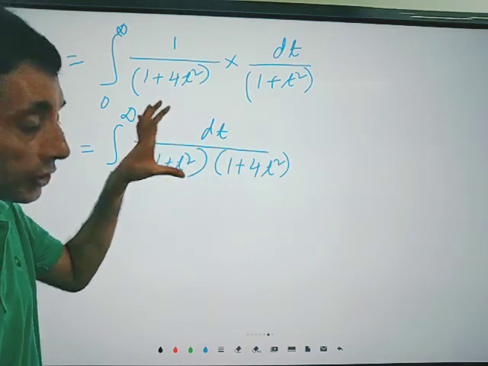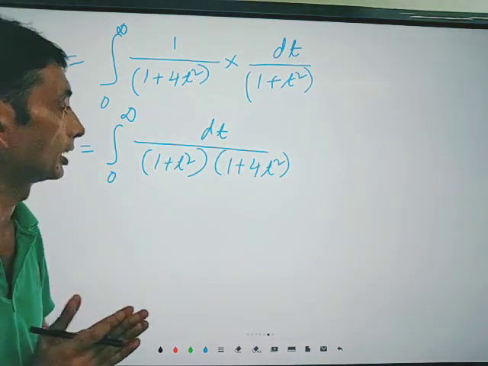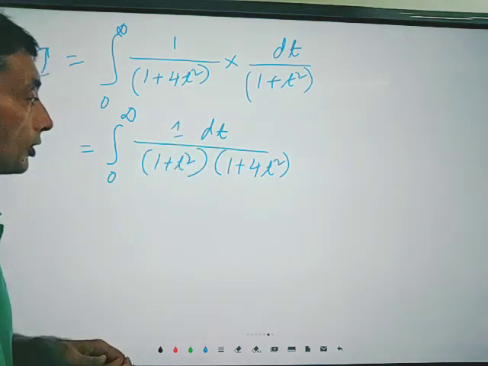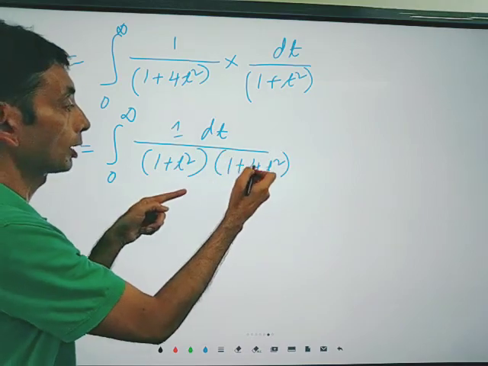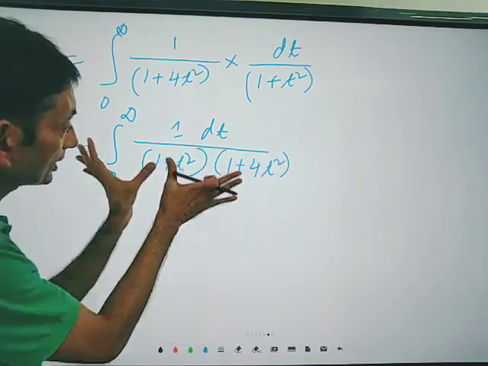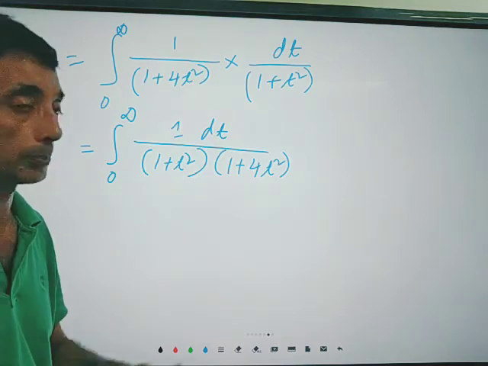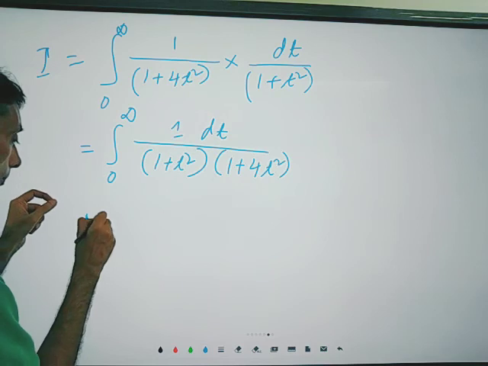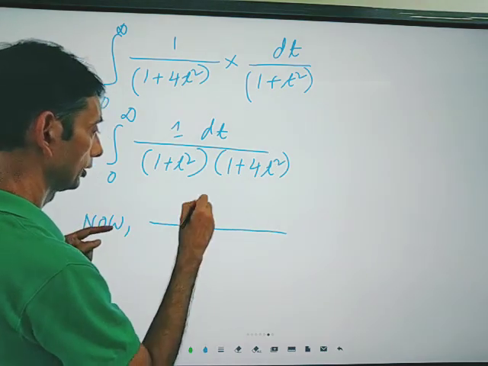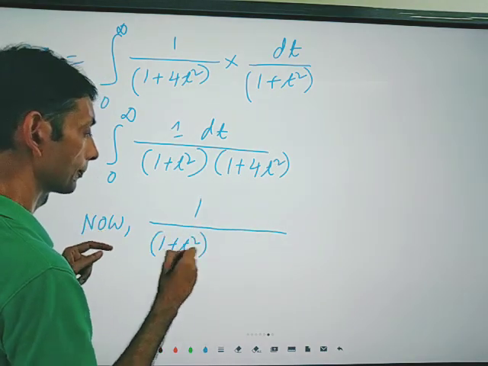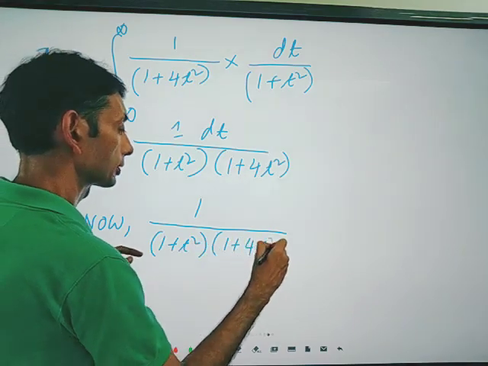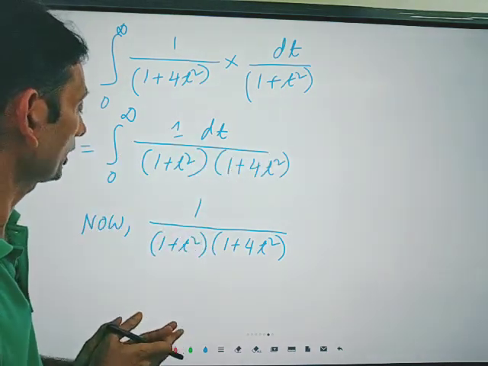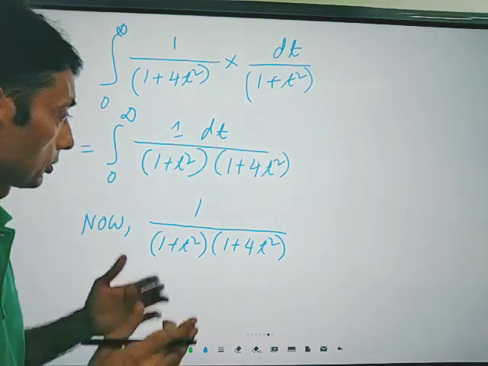To integrate this type of question, we'll have to take help of partial fractions. This particular rational function, 1 by 1 plus t squared, 1 plus 4t squared, we can write in a simplified manner with the help of partial fractions. The moment you see this expression, you know there is no direct formula to solve it, so we have to follow one standard method.